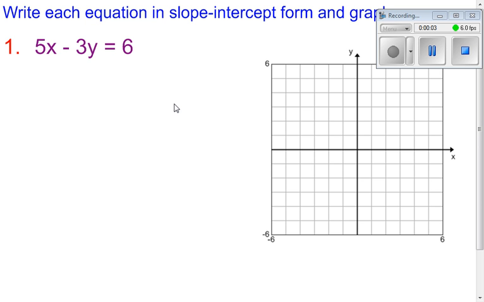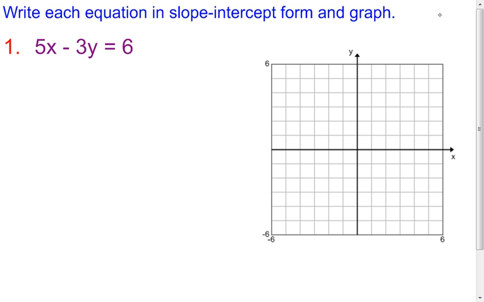We will be looking at, first of all, taking equations that are not in slope-intercept form, getting them into slope-intercept form, and then graphing them. So here's an equation. I can tell it's linear, by the way, because it has no more than two variables. The variables are not multiplied together. There are no exponents or radicals, and the variables are not in the denominator. So I know this is linear.